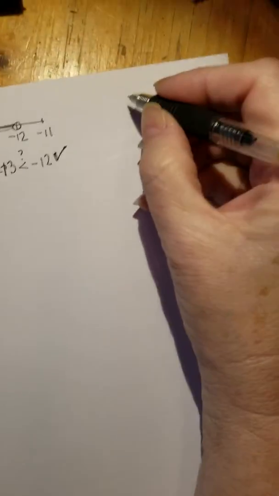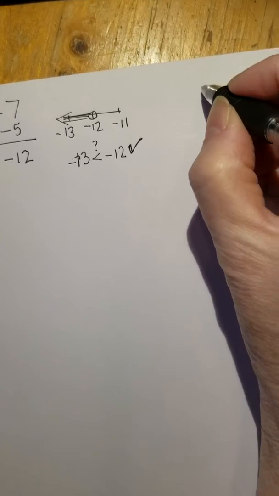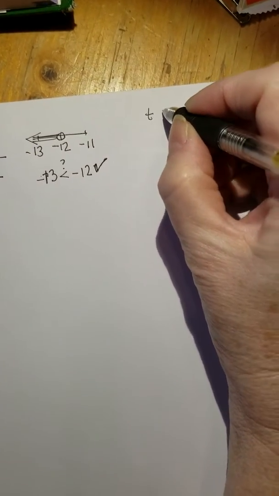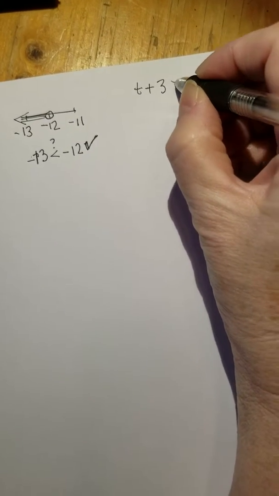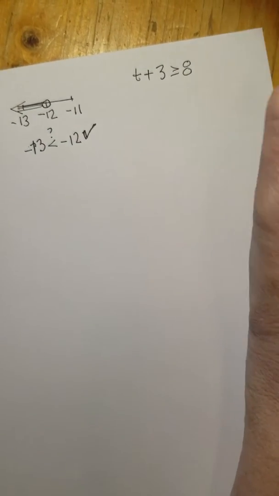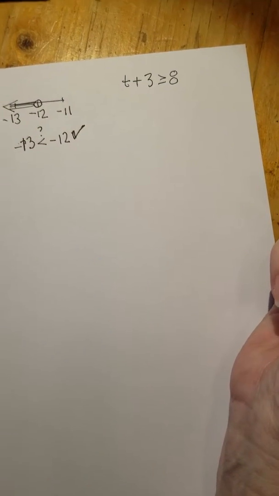So now you're going to work this problem on the check understanding. t plus 3 is greater than or equal to 8. Solve, graph, and check. Turn it off and work the problem, and then come back.